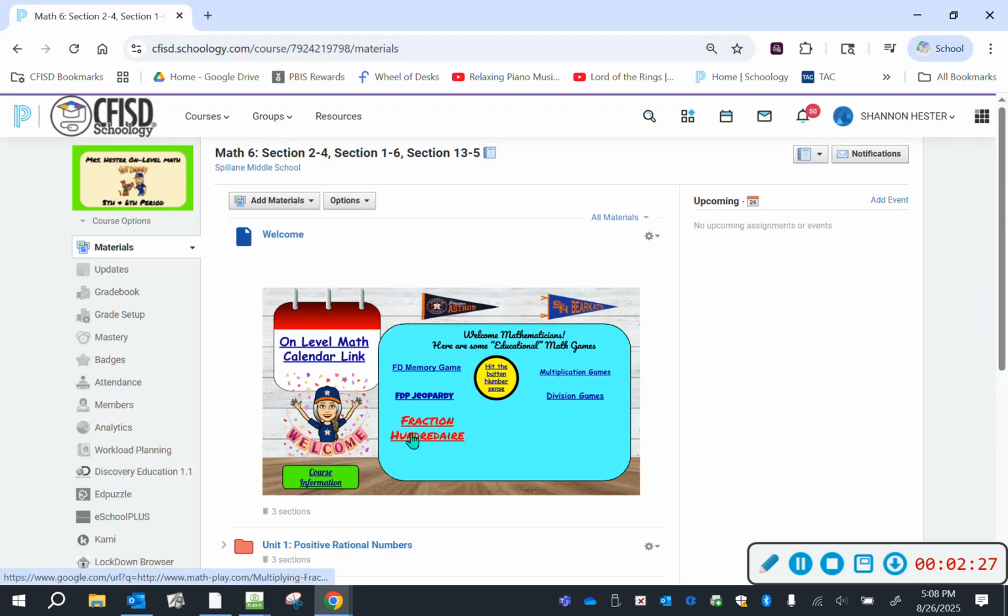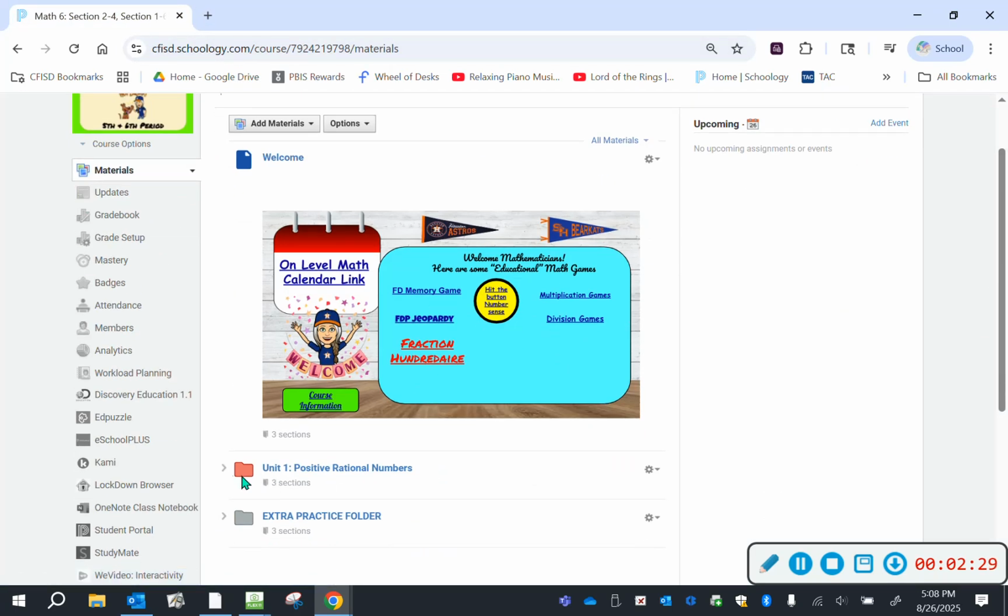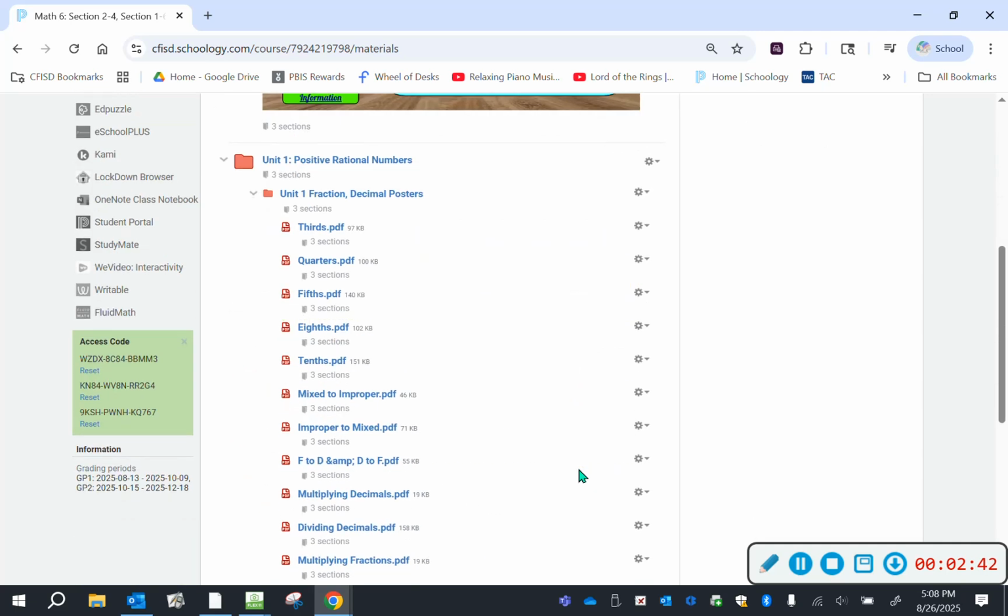Also what we have in Schoology are the unit folders. Here's our Unit 1 that we're working on right now in on level. K-level has the same folder but a different unit. Right now in on level we're working on fractions, decimals, and percents. Located in the folder are all of the, not percents, I'm sorry, fractions and decimals.